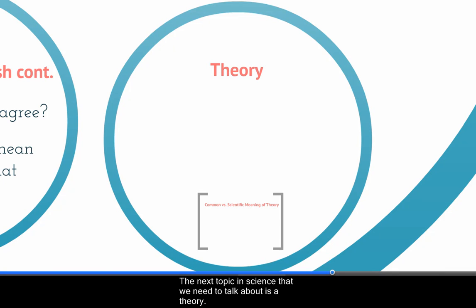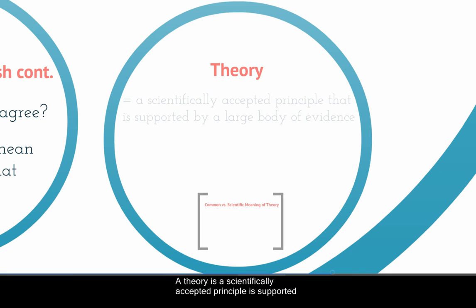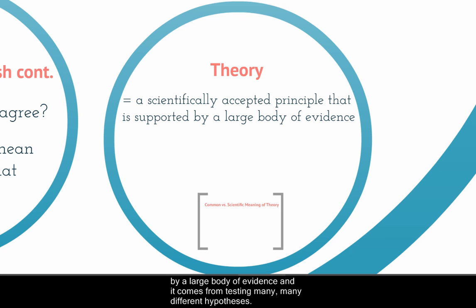The next topic in science that we need to talk about is a theory. And you'll notice that I don't have a step number next to this, and this is because a theory is not step 7 in the scientific method. A theory is a scientifically accepted principle that's supported by a large body of evidence, and it comes from testing many different hypotheses. These are much more general ideas, and not every hypothesis leads to a theory.